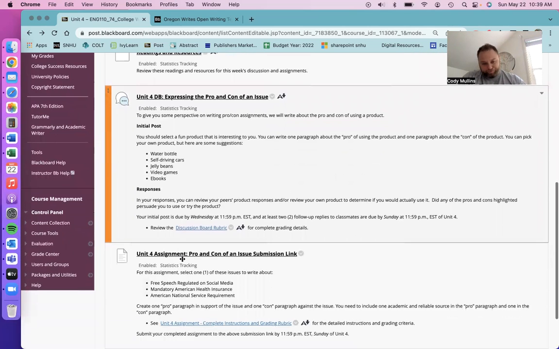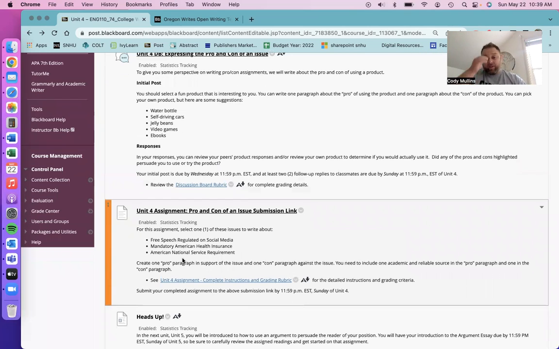Anyway, moving on. The main work of this week and what you will be submitting by Sunday night is the pro-con argumentative essay paragraphs here. You're going to write 2 paragraphs in this case as well. And again, importantly, you must select from one of these issues: free speech regulated on social media, mandatory American health insurance, or the American National Service requirement.